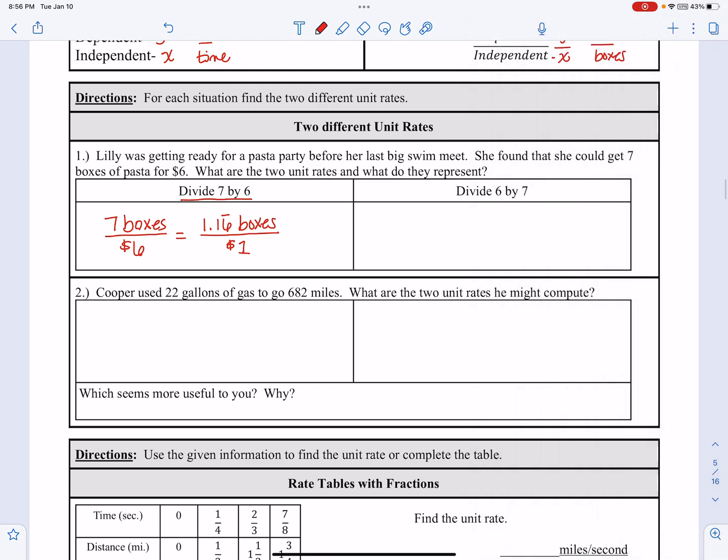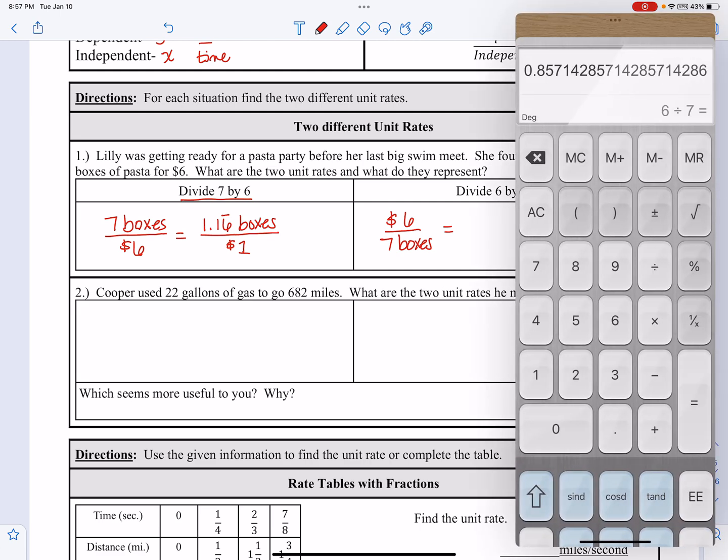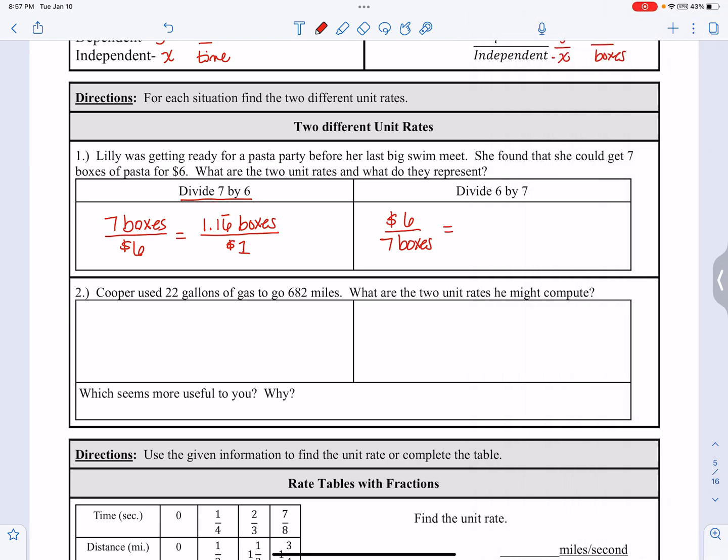Let's go ahead and look at the next problem. Divide 6 by 7. So that they're actually creating a unit cost by putting the money on top. So $6 for every 7 boxes. So let's find the unit rate by doing 6 divided by 7. And we get 0.85. So I'm going to round it to 0.86 because of the 7. So we have 0.86, and that's dollars, okay, or 86 cents for 1 box.